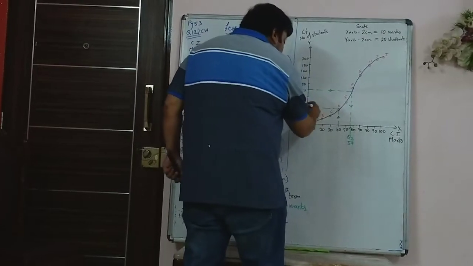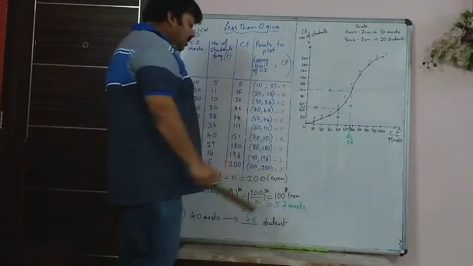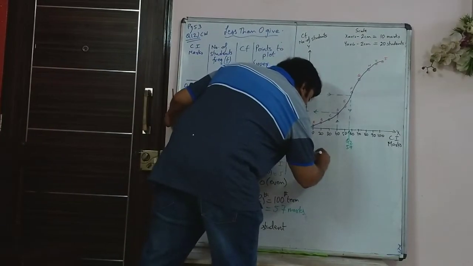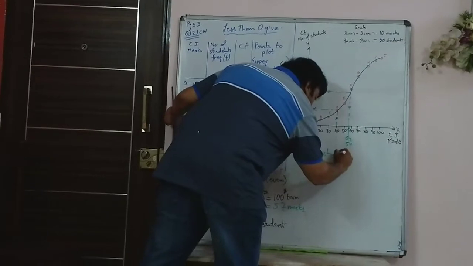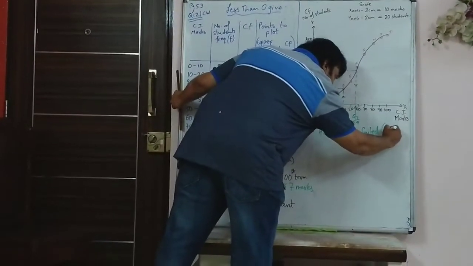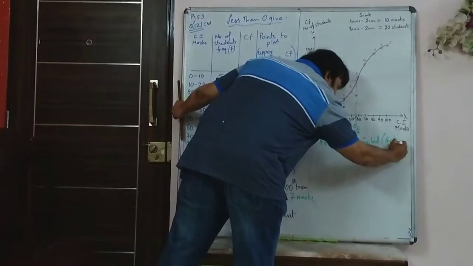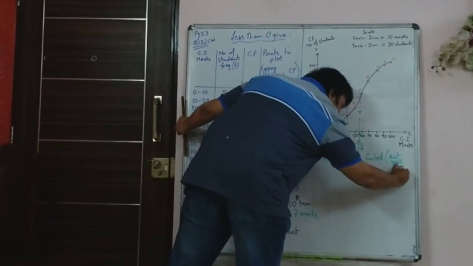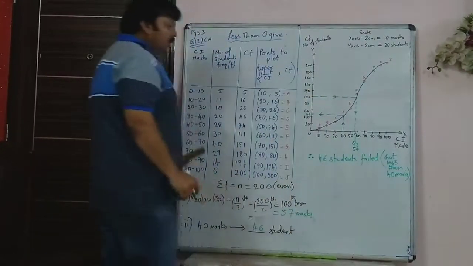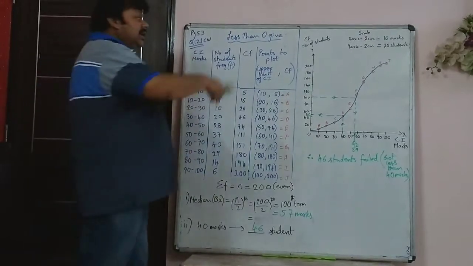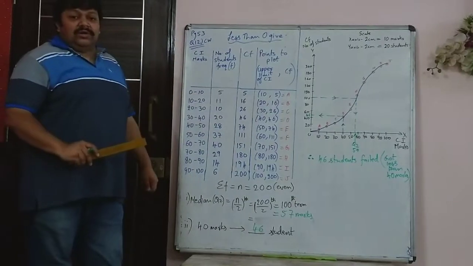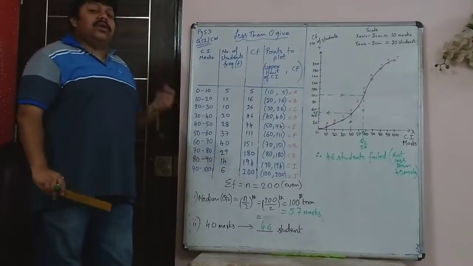So here you mark 46 and you have shown the arrow. So therefore you will write, therefore 46 students failed, or in other words, got less than 40 marks. So now who passed? The rest of them. 200 minus 46, so 154 students would have passed.